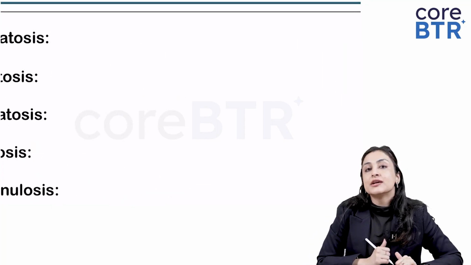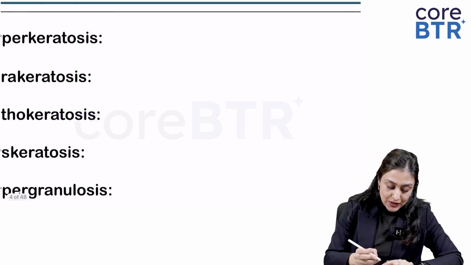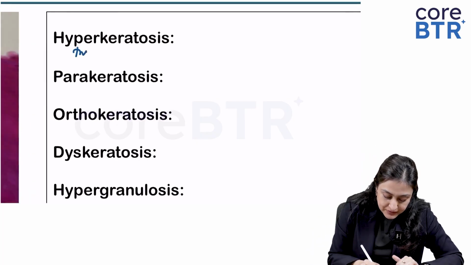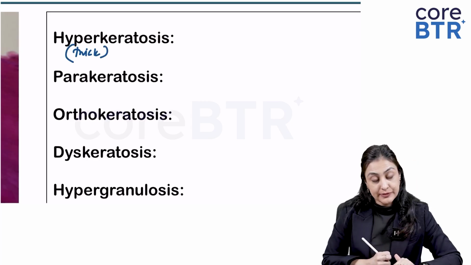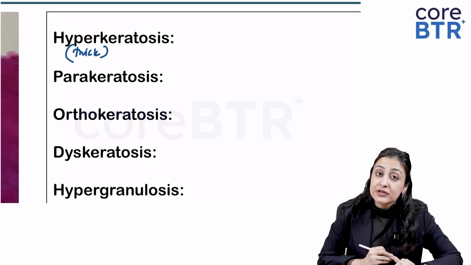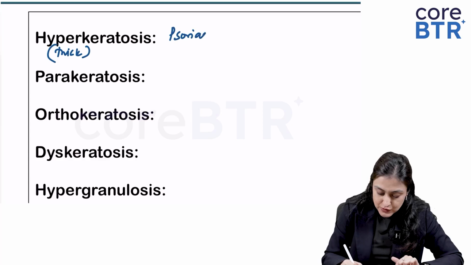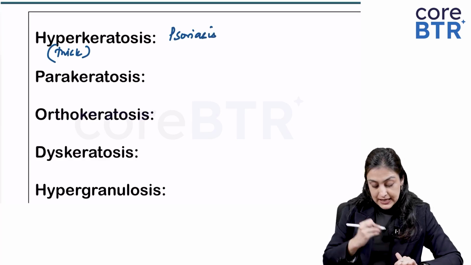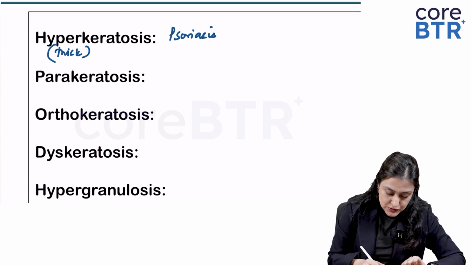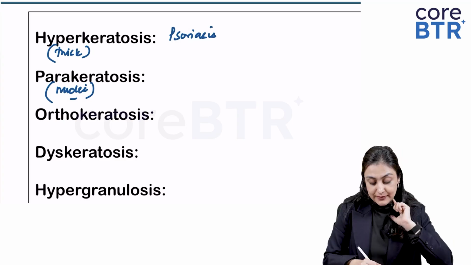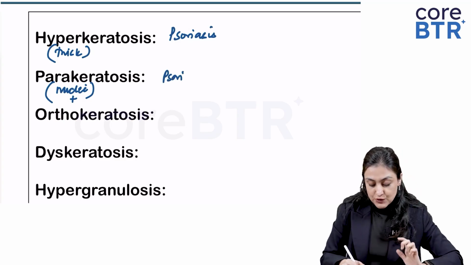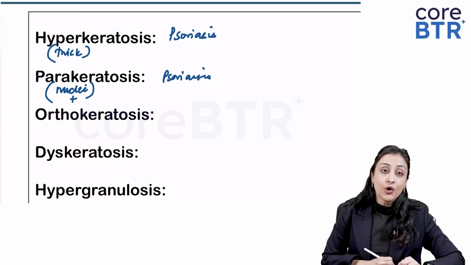Hyperkeratosis. What was hyperkeratosis? Thickening, right? So hyper was thick, thickening of the stratum corneum. Where were we finding it? So this is what was seen in psoriasis, right? So particularly in psoriasis. What was parakeratosis? Parakeratosis was nuclei retained in the stratum corneum, also in psoriasis. Now, what is orthokeratosis?